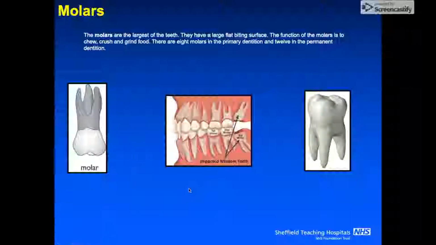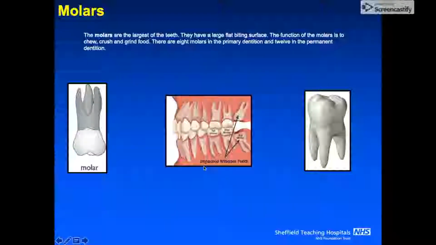Molars. So molars are the largest of the teeth. They have a large flat biting surface. The function of the molars is to chew, crush, and grind food. There are 8 molars in the primary dentition and 12 in the permanent dentition. If we look at the 2 outer images, you can see there are 1, 2, 3 roots. On an x-ray, usually you're only going to see the 2 roots.